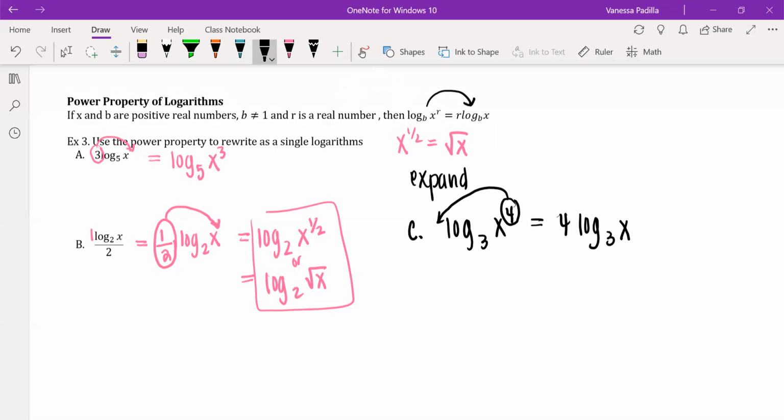All right, so you just want to be careful with the instructions. If it says expand, you would be doing this example. If it says condense, or it says use the powers to write as a single log, then you want to be doing things like this, where you actually take all the numbers in front of the log and pull them in as exponents.